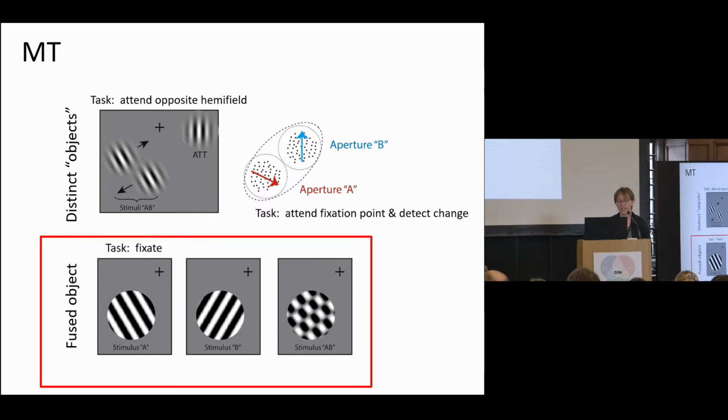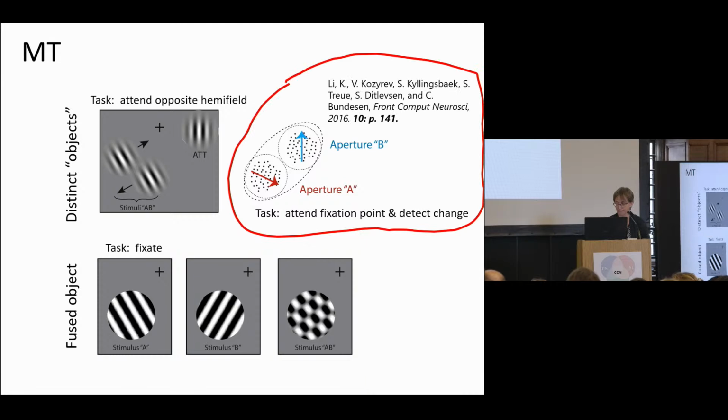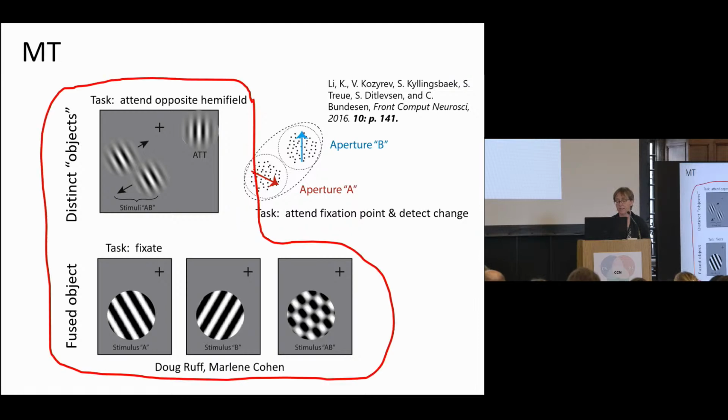A third data set is very different from the other two. It also involves gratings, but instead of presenting the gratings side by side, the gratings in the combined stimulus case were presented on top of each other, forming a fused object. So just once again to highlight where we got this data, the random dot is published data from Stefan Troya's group, and these two data sets also published from Marlene Cohen and Doug Ruff, now at the University of Chicago.